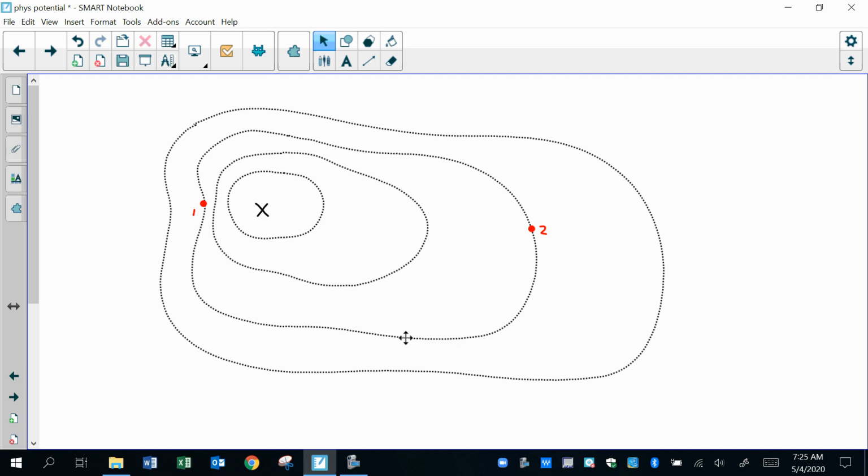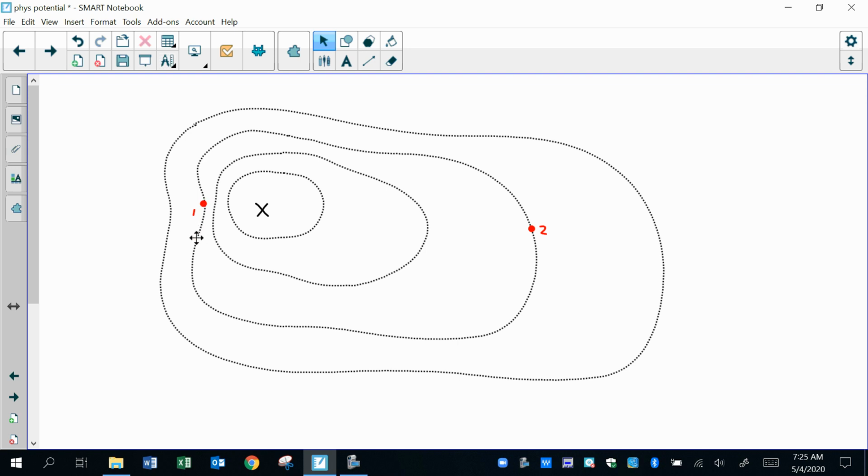And what I notice is, what happens if I get all the way over here to point 2? Point 2, same exact height. So if I go from 1 to 2, I'm going to have the same height at my beginning and ending location. I'm going to have a change of height that's going to be 0. I'm going to have a change of energy that's going to be 0. I'm going to have a change of potential that's going to be 0. And it doesn't matter how I get there.